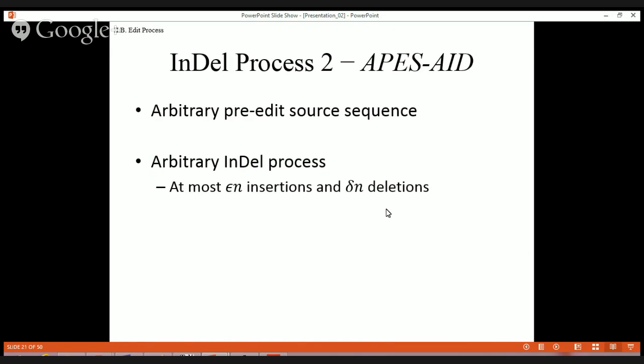The second model of the indel process is arbitrary pre-edit source sequence, arbitrary indel process. In this model, the pre-edit source sequence is an arbitrary length sequence from the alphabet, and the indel process is insertions and deletions occurring at arbitrary positions, inserting arbitrary symbols from the alphabet. The only constraint is that there are at most epsilon n insertions and delta n deletions.